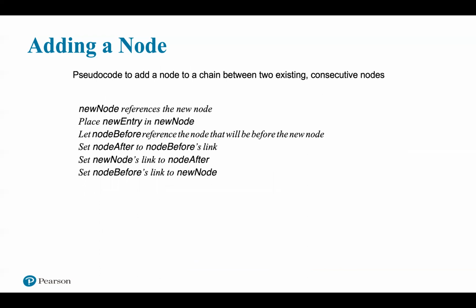New node references the new node, place new entry in new node, let node before reference the node that will be before the new node, set node after to node before link, set new node's link to node after, set node before is linked to new node.